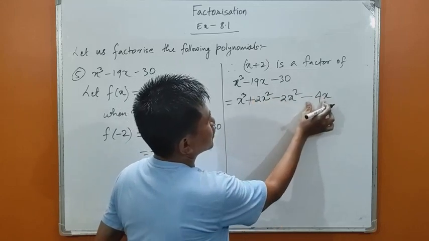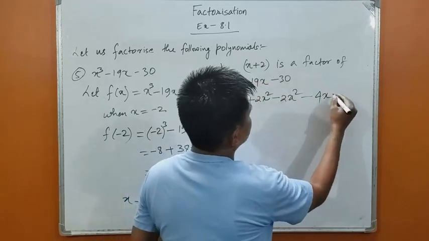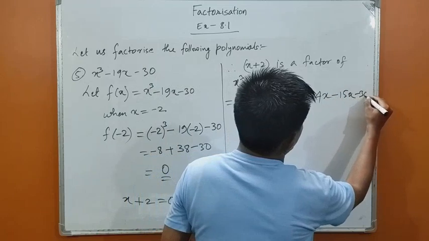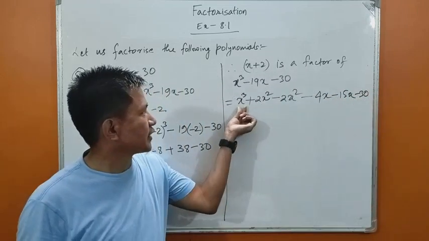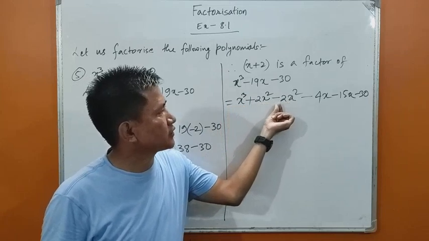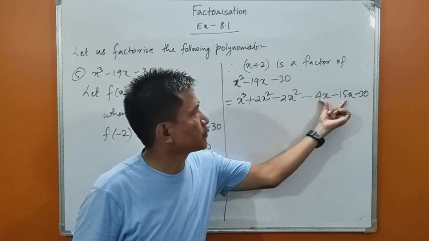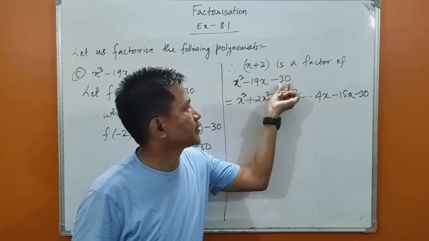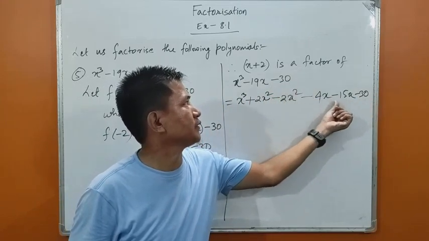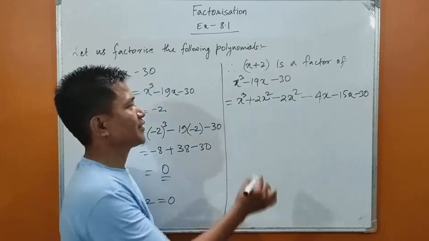I already used minus 4x. That means minus 15x remains, isn't it? Minus 30. I hope you are getting me. This x cube is this x cube. Plus 2x square and minus 2x square can be cancelled. Minus 4x and minus 15x is minus 19x, and this minus 30 is minus 30. 15x, 4x, both are negative. This becomes minus 19x, okay?